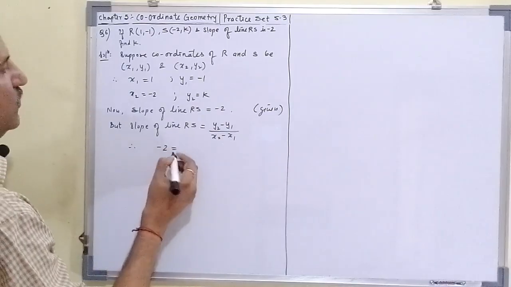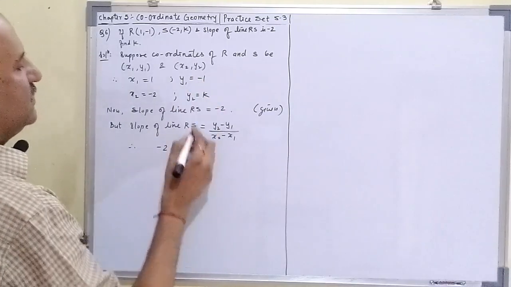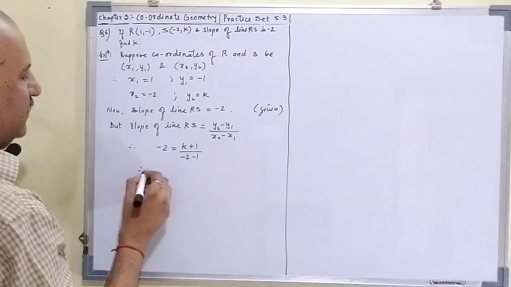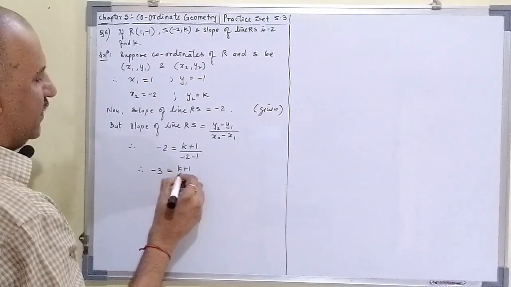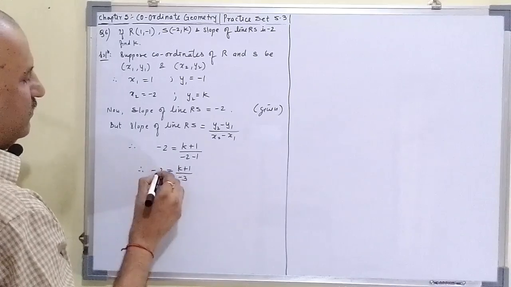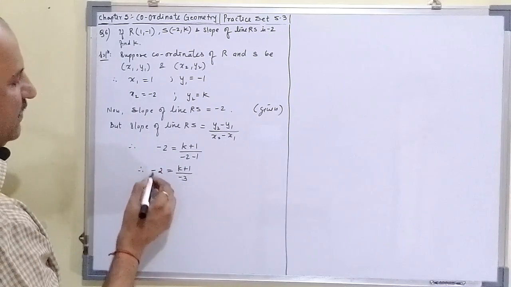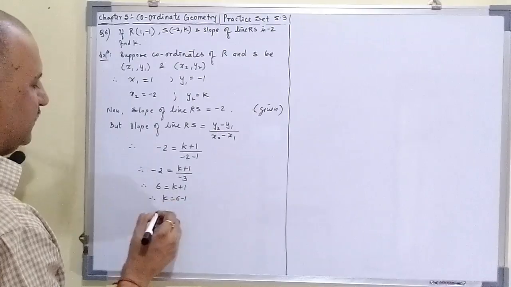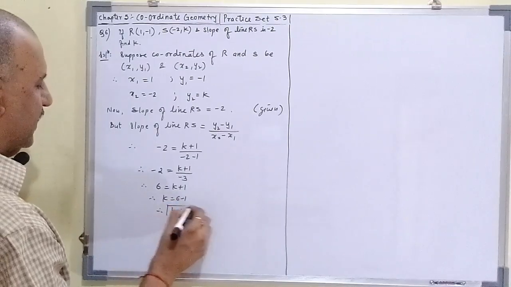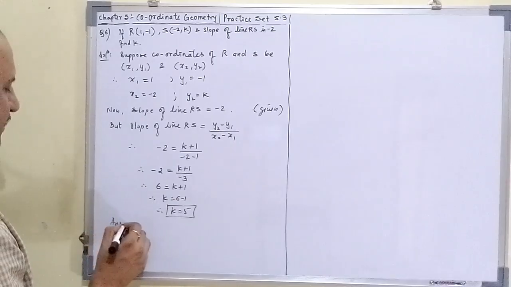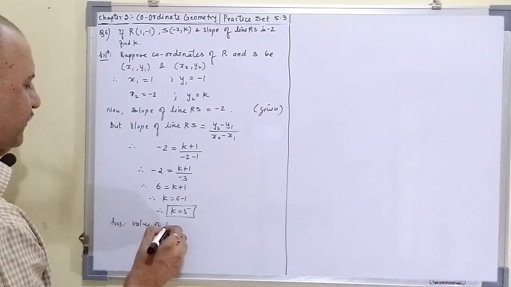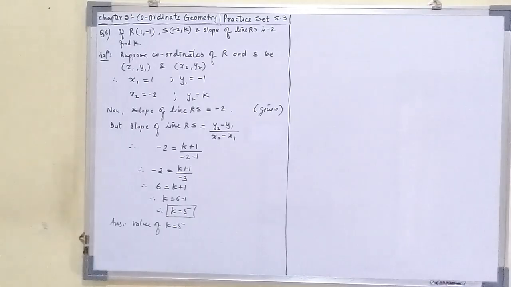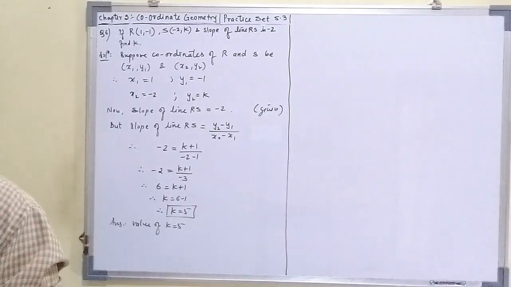Therefore, minus 2 equal to y2 क्या है, k. Minus minus plus हो जाएगा 1. Minus 2 minus 1. Therefore, minus 3 equal to k plus 1 upon minus 3. Minus 2 equal to cross multiply करो. So, minus minus plus होगा 3 to the 6 equal to k plus 1. So, k equal to 6 minus 1. So, k is 5. Final answer. Value of k is 5. Now we go to question number 7.